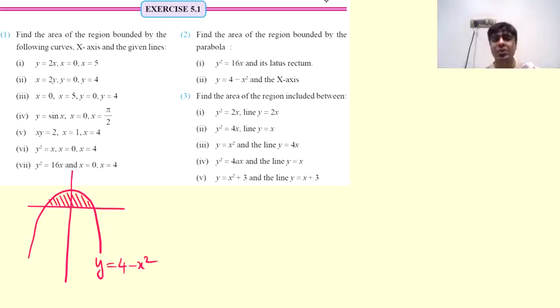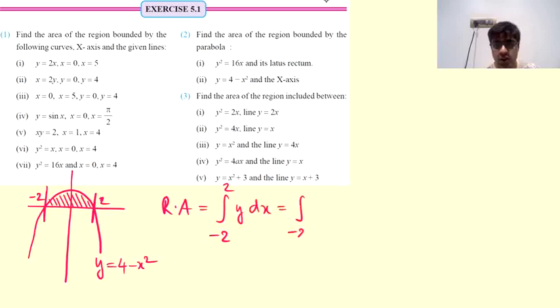So to get that area, we need to integrate the function. We need to integrate y from the value here to the value here. These values are going to be points of intersection with the x-axis, and we get that when we put y as 0. If you put y equal to 0, you get 0 equal to 4 minus x square. X square will be 4 and x will be plus minus 2. So the 2 points that you can see here are 2 and minus 2. So the required area is going to be integration from minus 2 to 2 of y dx. This is integration from minus 2 to 2, y will be 4 minus x square dx.